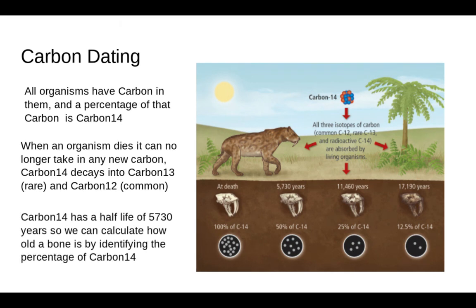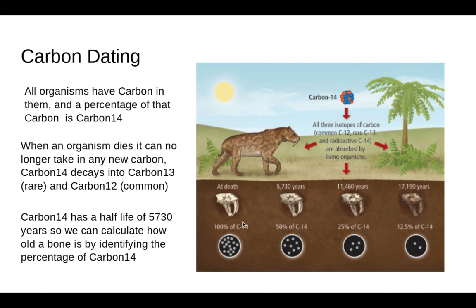Now, we know how long it takes carbon-14 to decay. Carbon-14 has a half-life of 5,730 years. So we can calculate how old a bone will be by identifying the percentage of carbon-14. We know how much carbon-14 is in a living organism, and then the carbon-14 which is currently in the bone, we subtract it from what that original total would be.